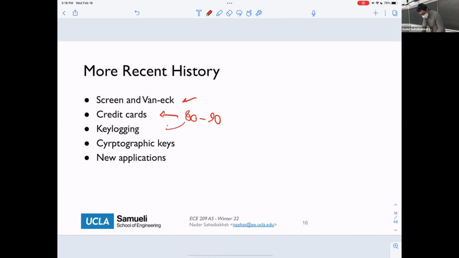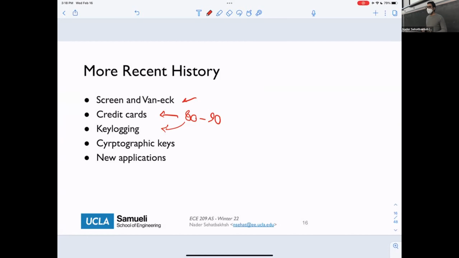Also starting from the 80s and 90s, and still continuing as a research area, is keylogging. The idea of keylogging is that for any sort of keyboard you use, depending on the pattern that you're typing, there could be some physical side channel signal coming out of your system, and somebody nearby can basically capture what has been typed.